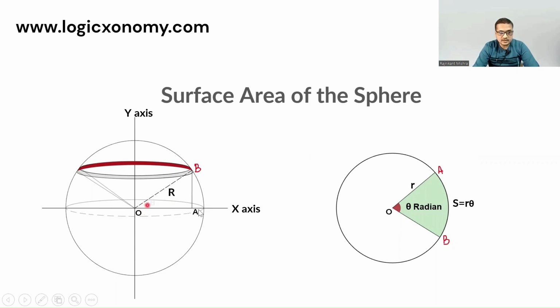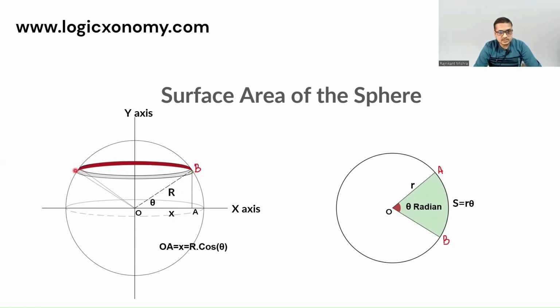Now in the main figure, angle AOB is equal to theta radian. OA is equal to x, which is the radius of this thin plate. So in right angle triangle OAB, OA is equal to x is equal to r cos theta, because cos theta is equal to x by OB, which is r.